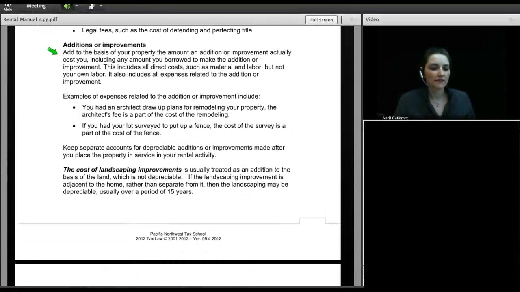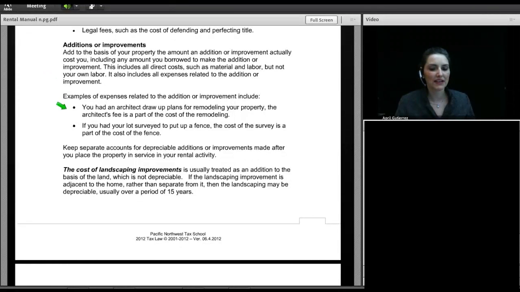Additions or improvements. Add to the basis of your property the amount an addition or improvement actually cost you, including any amount borrowed to make the addition or improvement. This includes all direct costs, such as material and labor, but never your own labor. Clients always like to see if they can claim a cost for their labor because they could have been making money somewhere else. But the money they could have made somewhere else is not money they did in fact make, and since they didn't make it, they didn't have to pay tax on it, so they have no basis in it.